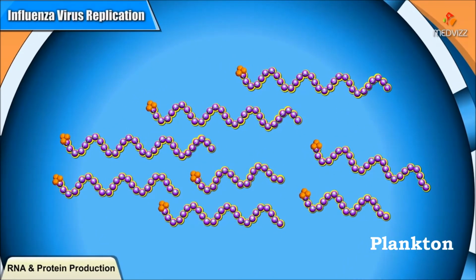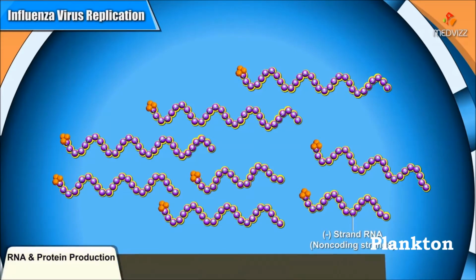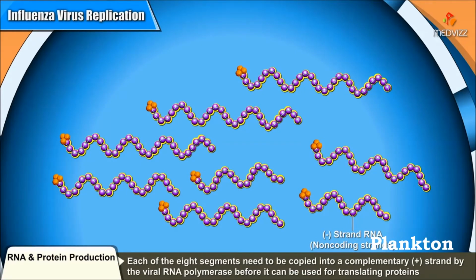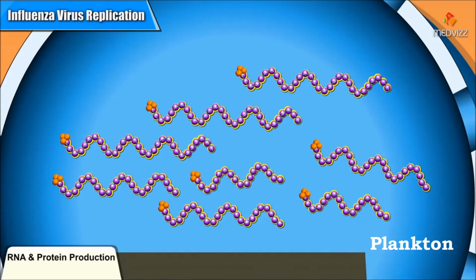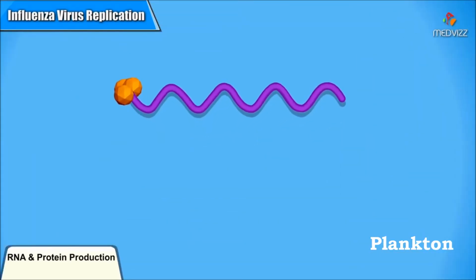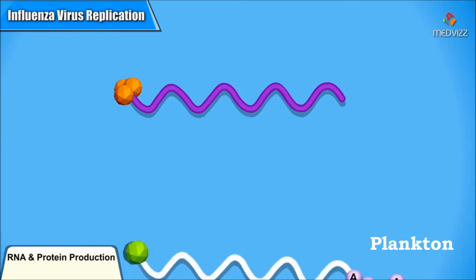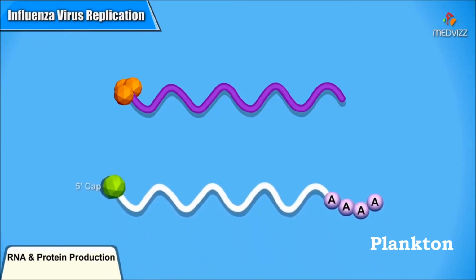The RNA segments are minus-strand RNAs, meaning that they're non-coding strands. Each of the 8 segments needs to be copied into a complementary plus strand by the viral RNA polymerase before it can be used for translating proteins. To make a messenger RNA for translation by host ribosomes, the virus needs to add a structure called a 5' cap at the beginning of the mRNA transcript.